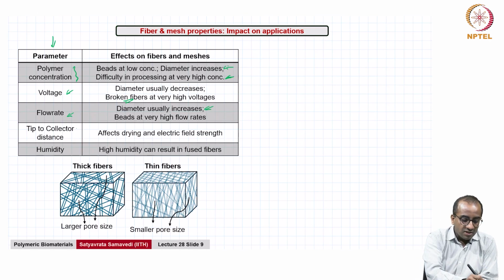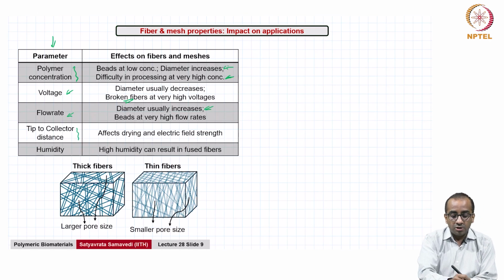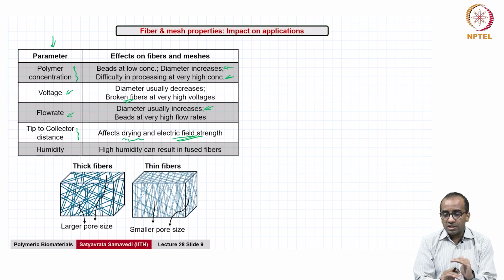The tip to collector distance, as we have already seen, is going to affect both the drying as well as the electric field strength. If you use a very small tip to collector distance, you can have an extremely high electric field strength, but you can also end up not drying the fibers enough. So you can have this wet kind of fibrous mesh that can form.